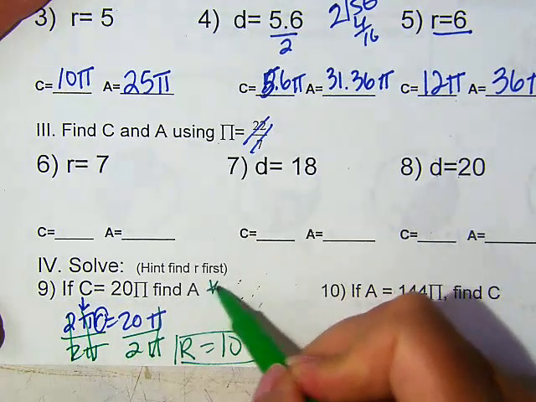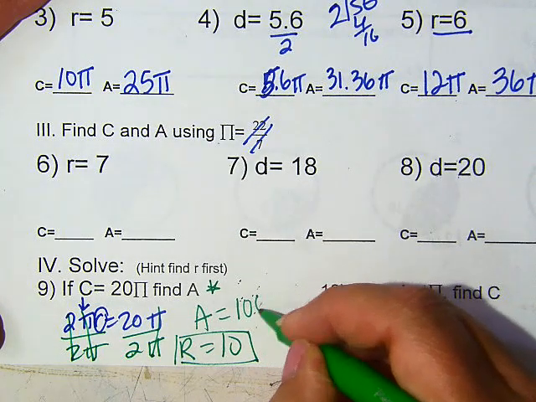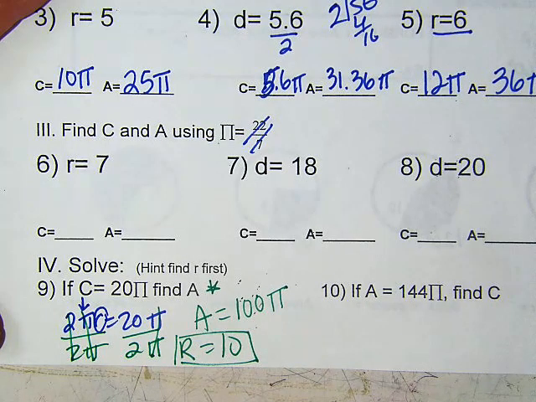Now, this also asked me for my area, so make sure you answer both questions. 10 squared is 100. You can just leave it in terms of pi. So that's your answers. You solved for r, and then you found the A.